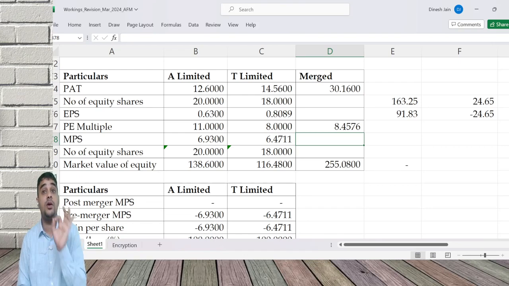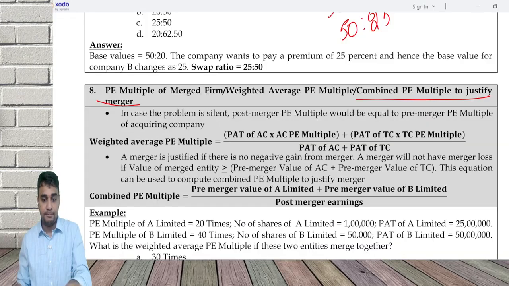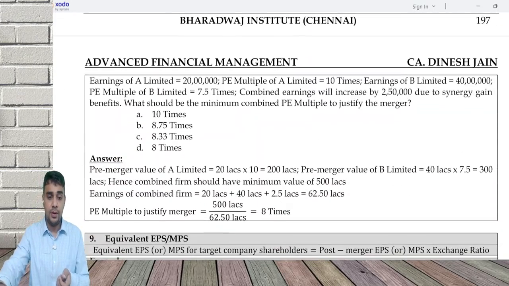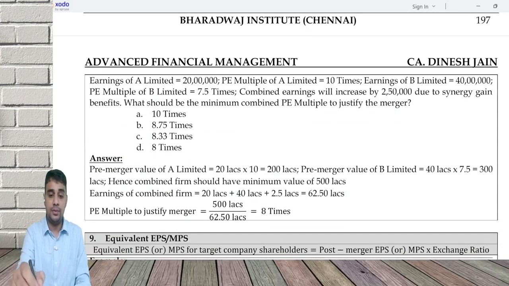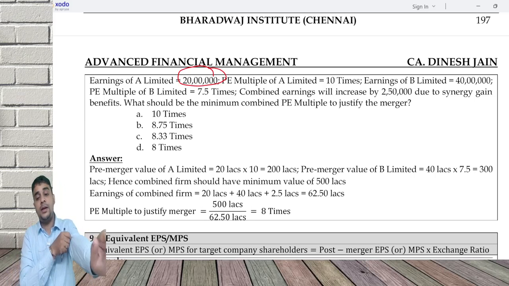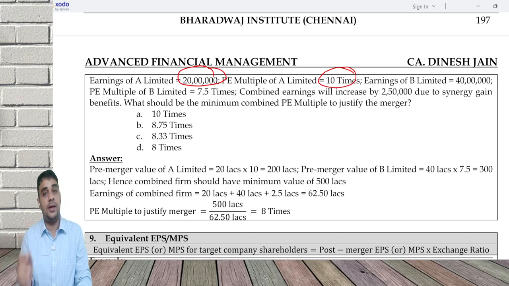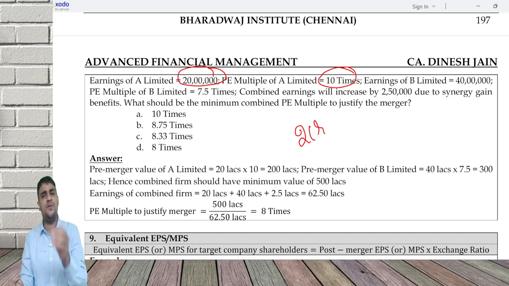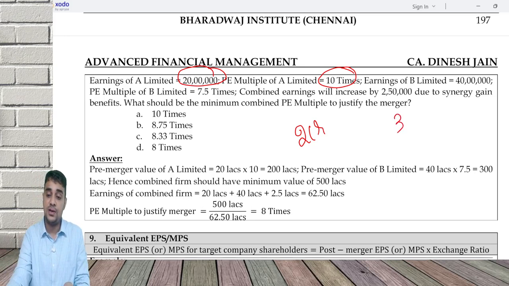It is not equal to the weighted average P multiple. It can be equal to the weighted average P multiple only if there is no PAT level synergy gain. Example: earnings of A Limited 20 lakh, P multiple of A Limited 10 times, which means the value of A Limited is 2 crore. Nothing for you to refer to in your notebook, please keep referring to the screen. B Limited: 40 lakh and 7.5, which is 3 crore.